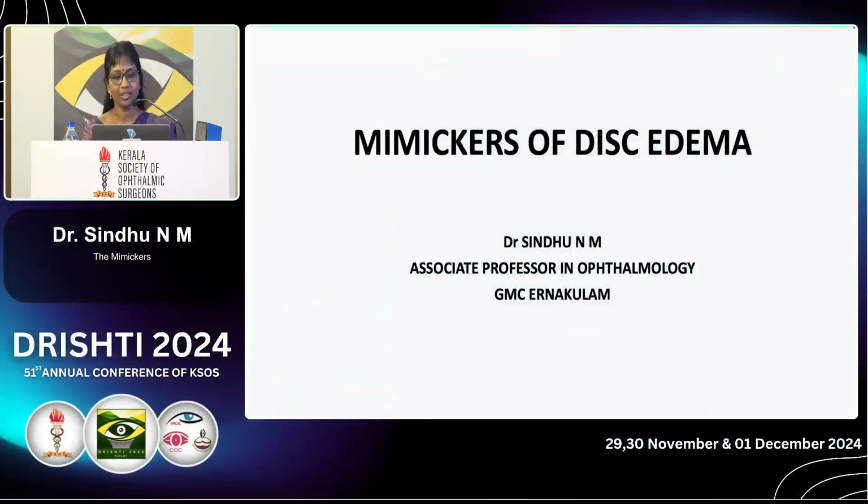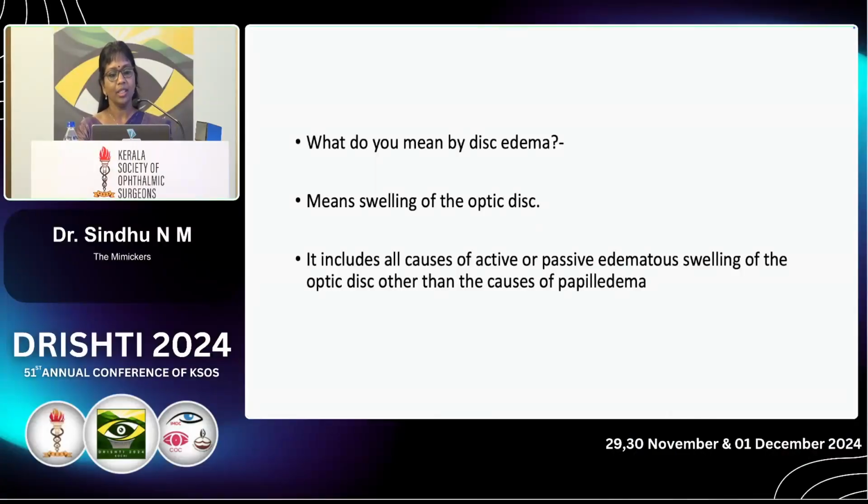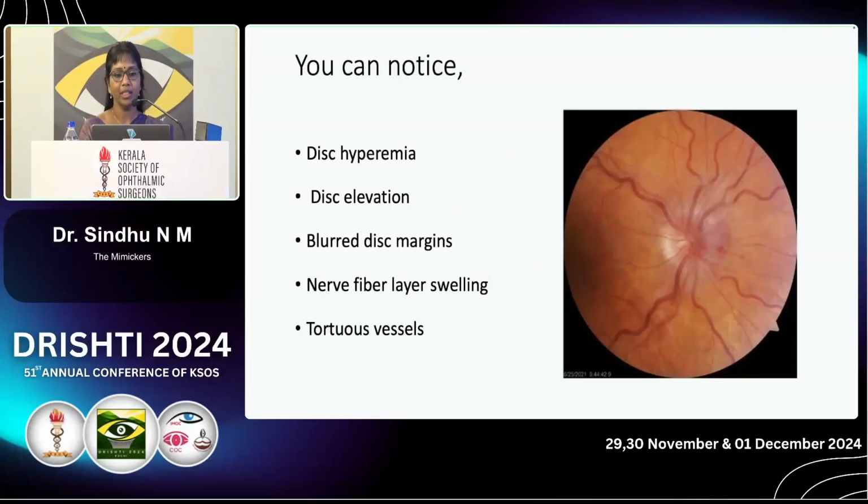Good morning to all. What are the mimickers of disc edema? Disc edema is the swelling of the optic disc. It includes all the causes of active or passive edematous swelling of the optic disc other than the causes of papilledema. We can notice in a case of disc edema there is hyperemia of the disc with elevated margins, disc elevation, blurred margins, nerve fiber layer swelling and tortuosity of the vessels.